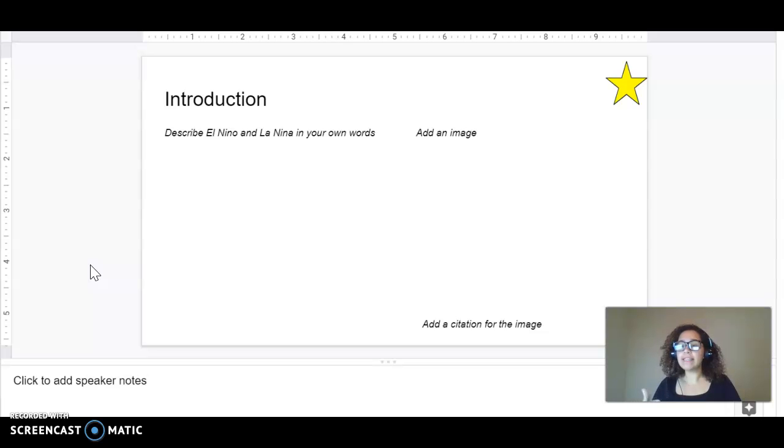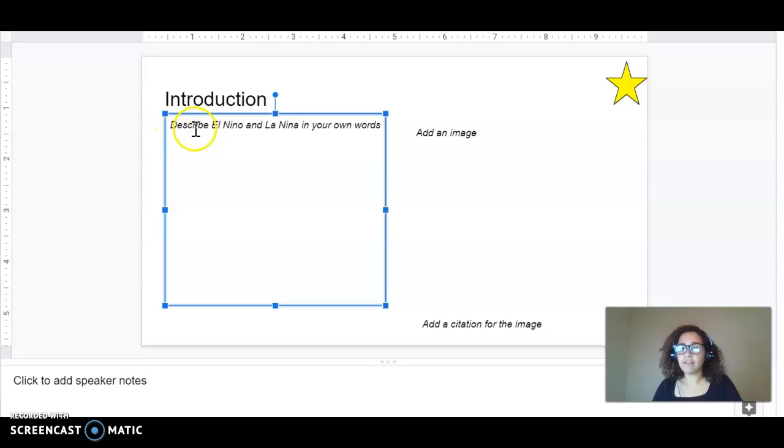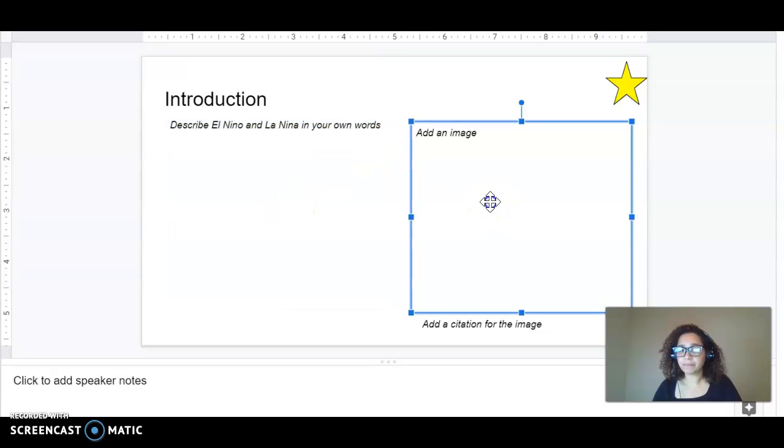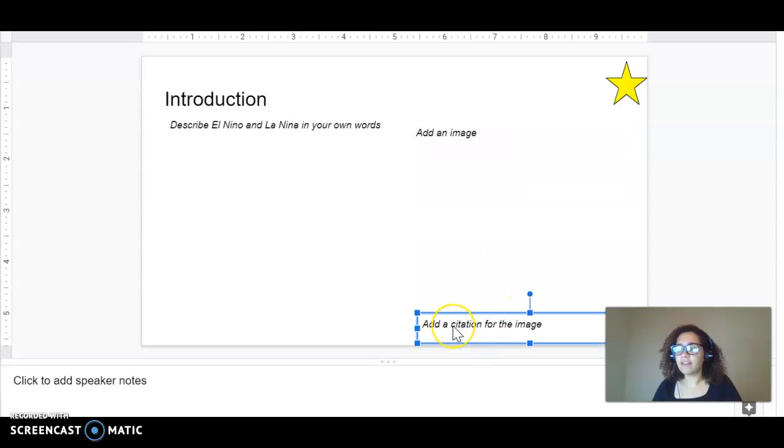Then what we did is we made you the slideshow so it's much easier for you to do. In this section, all you have to do is describe El Niño and La Niña in your own words. You can delete this and write your own thing. Then you're going to search the internet to find a picture of El Niño and La Niña. When you do that, I need you to add a citation down here for your image because we don't own that image. So we have to give credit to whoever took the picture or made the image.